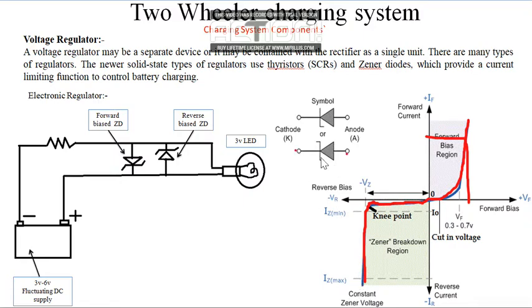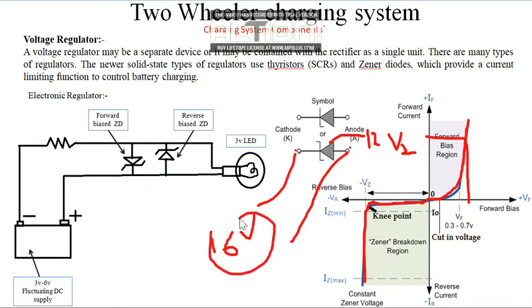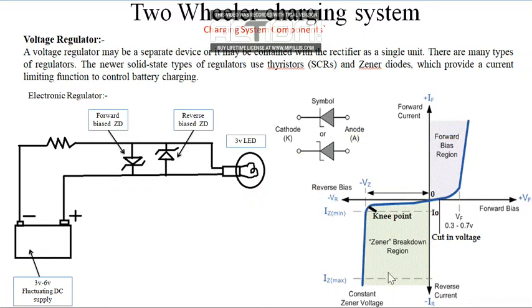If the Zener voltage Vz of this Zener diode is 12 volt, even if I apply, suppose, a 16 volt supply across this Zener diode in reverse bias condition, I still get only 12 volt. Whether I apply 16 volt, I get only the 12 volt supply. So this is a characteristic of your Zener diode. We take advantage of that characteristic to regulate a voltage across the battery.